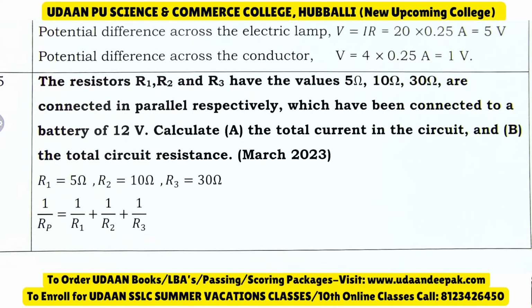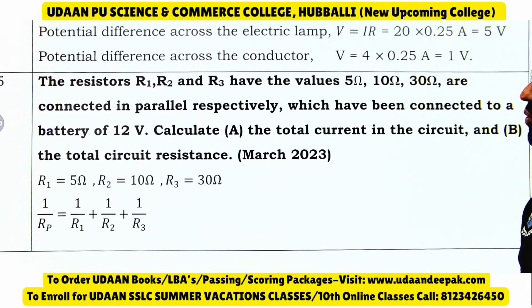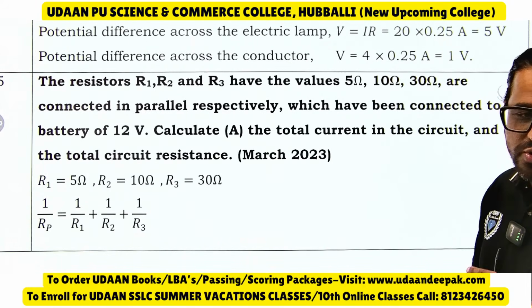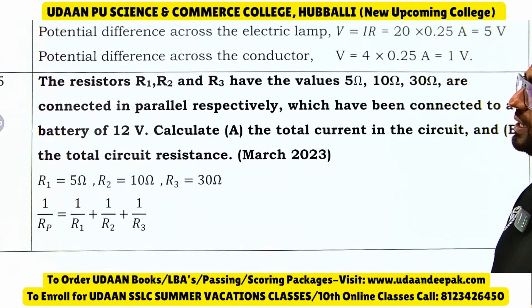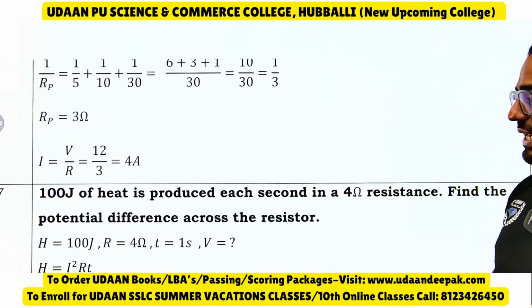Three resistors R1, R2, R3 having values 5, 10, 30 ohm are connected in parallel, and connected to a 12 volt battery. Similar questions we have already solved. Total current, this came in March 2020. So you should be able to solve it. Solve it the same way we solved the previous one.